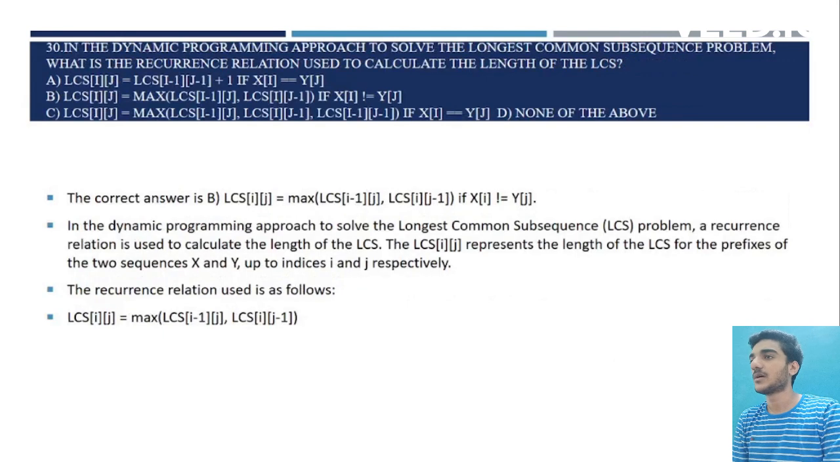In the dynamic programming approach to solve the longest common subsequence problem, what is the recurrence relation used to calculate length of the LCS? The correct answer is option B, LCS(i, j) equals maximum of LCS(i minus 1, j) and LCS(i, j minus 1) if xi is not equal to yj.